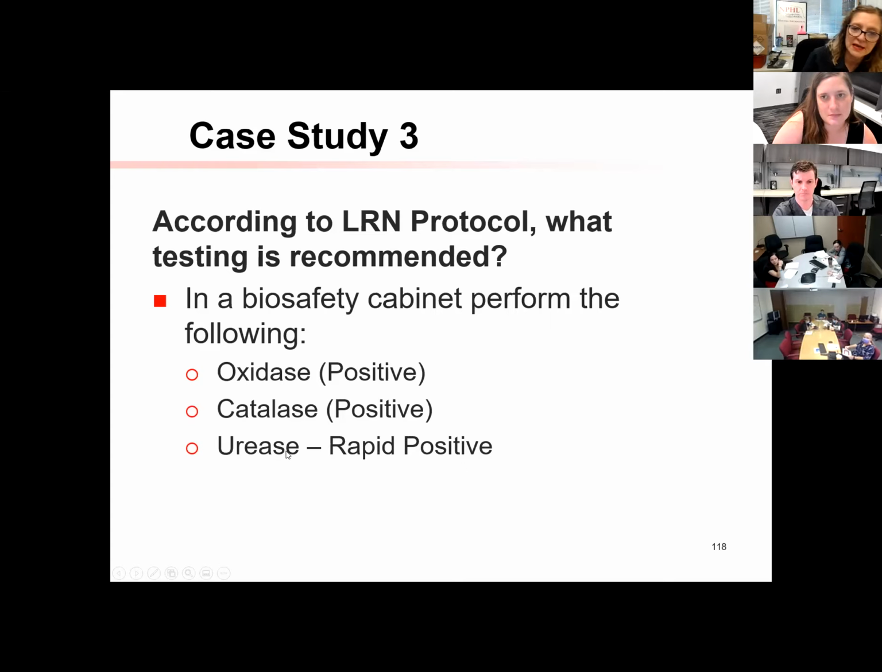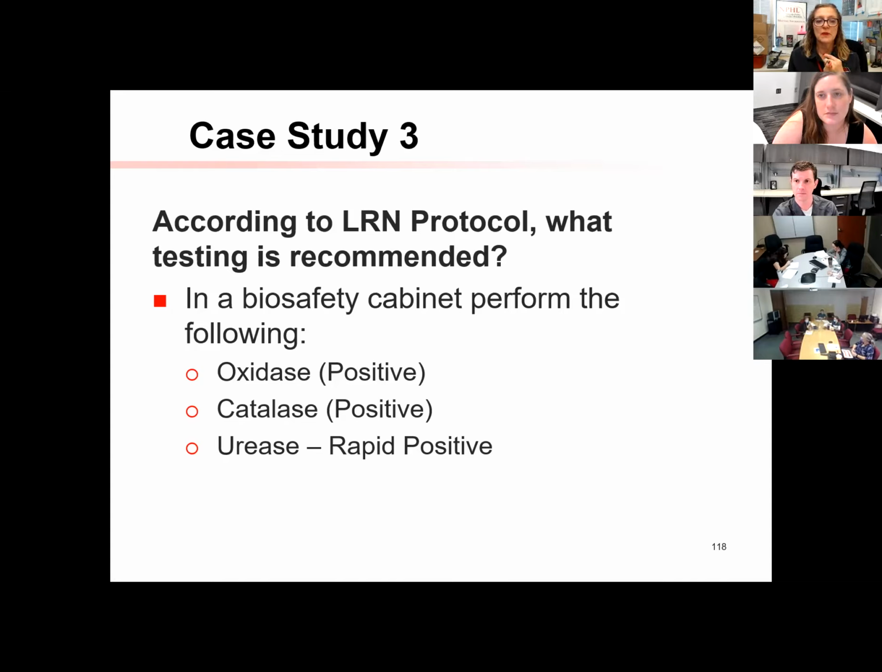Let's talk about urease a little. If you're doing tube urease, it depends upon the species, because the urease is going to be rapidly positive for things like Brucella canis and some of the other species, but it may take up to 24 hours for some of the other species. So it's great if it's rapid. And when I say rapid, I mean within 15 minutes. How do you get it to turn within such a short time? There's some tricks to the trade.